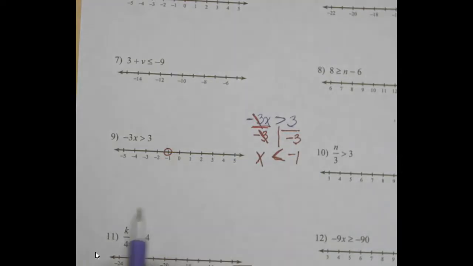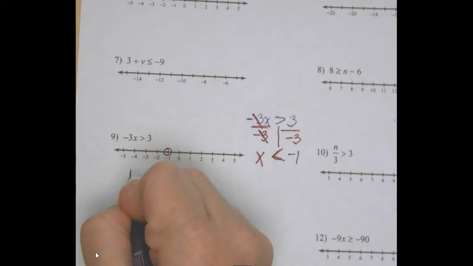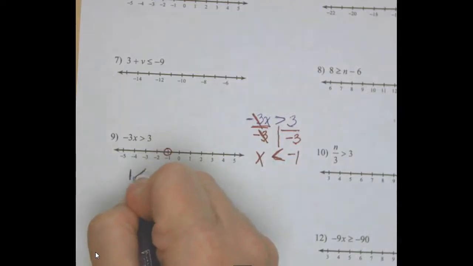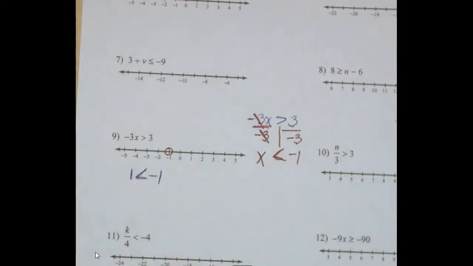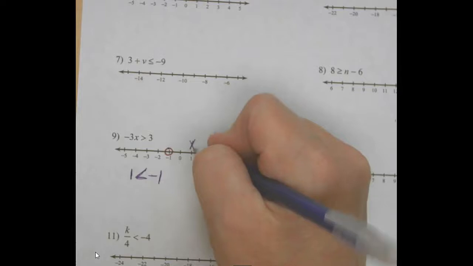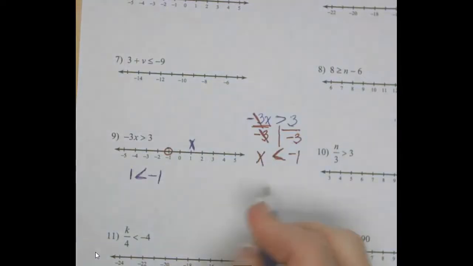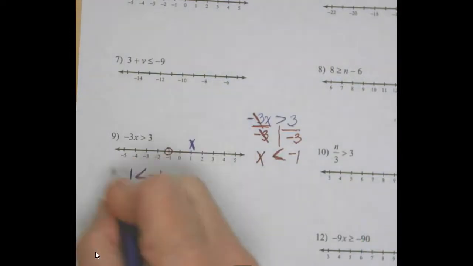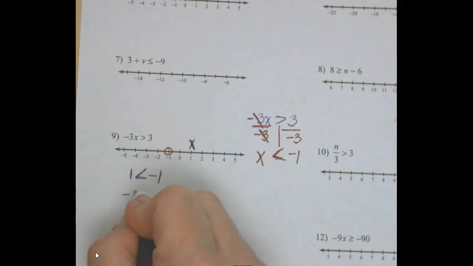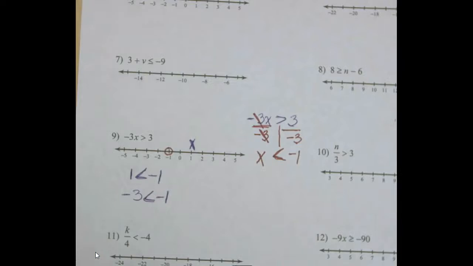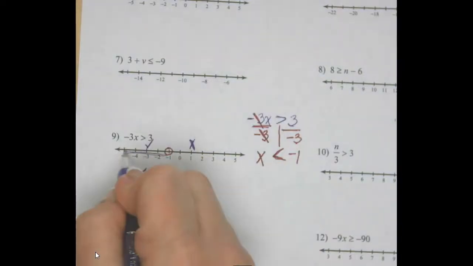So let's check each side. Is 1 less than negative 1? This is saying my negative 1 is bigger than 1? No. So let's check the other side. Any number on this side. Is negative 3 less than negative 1? Yes, that is true. So I am going to shade this side in.